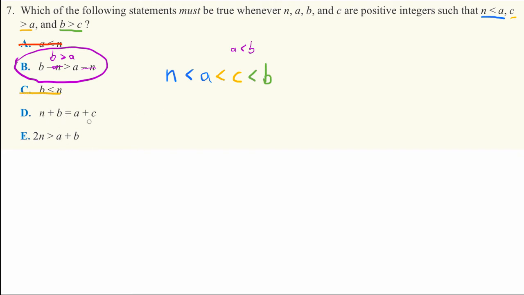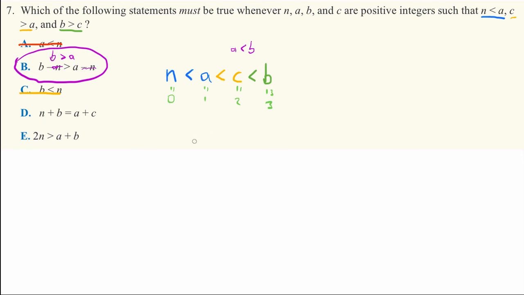N plus b is equal to a plus c. So they're asking if we add together a and c here and b and n here, can we say they're equal? And no, we can come up with an easy counter example to that. So we can just randomly pick numbers. Let's say n is equal to 0 and a was equal to 1 and c was equal to 2 and b was equal to 3.